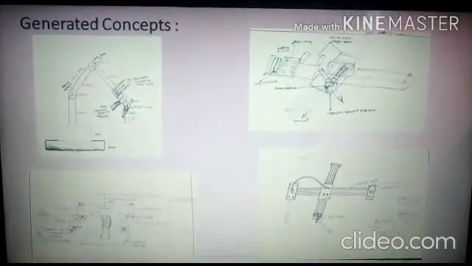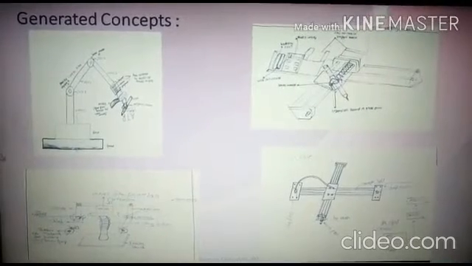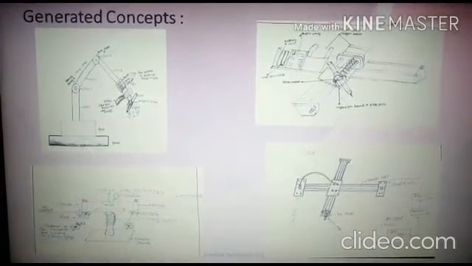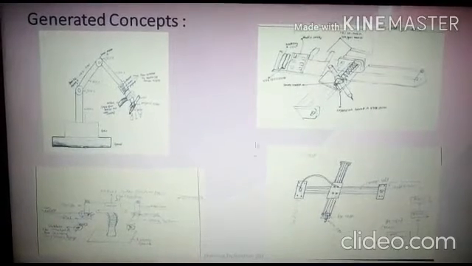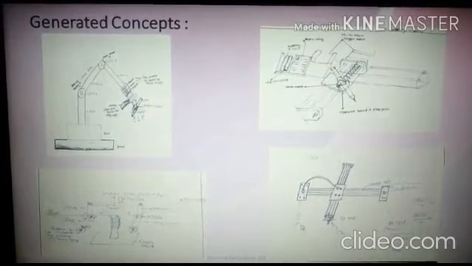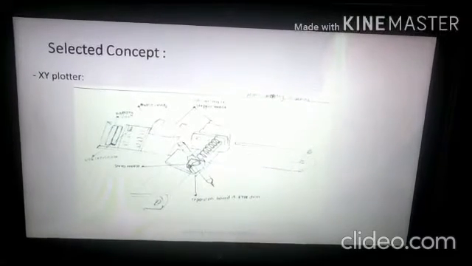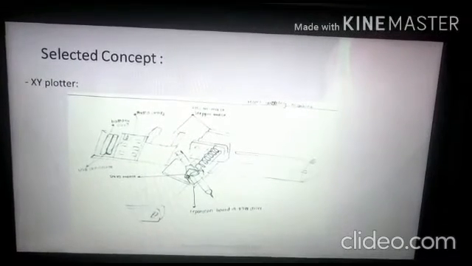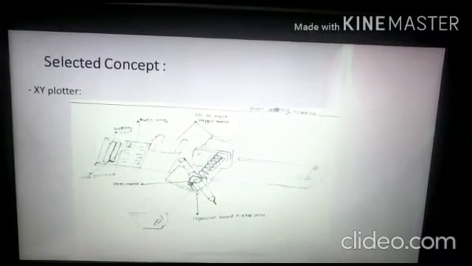The generated concepts. There are totally 4 concepts generated. The first concept is a same machine performing both as a master as well as a slave. The second concept is the XY plotter. The third concept uses a spring mechanism and the fourth concept uses a CNC mechanism. The selected concept is concept number 2, the XY plotter, which operates in 2 axes of motion, X and Y, in order to draw continuous vector graphics, having 2 axis control.